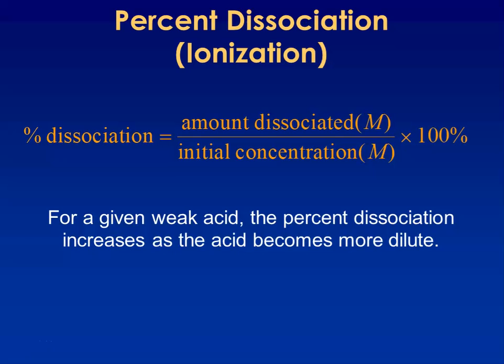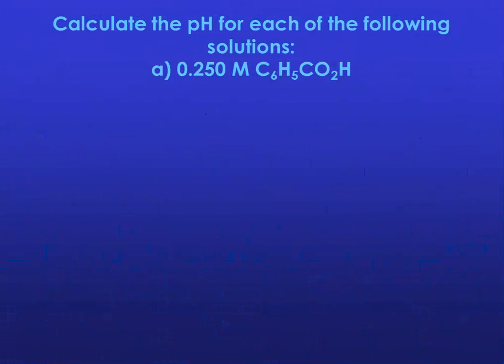So for this weak acid, it says the percent dissociation value will increase as the acid becomes more dilute, because even though the amount dissociated is going to diminish, the initial concentration is going to diminish much more. And so that's going to help to increase that percent dissociation value. So here we have an acid, C6H5CO2H. I believe this is benzoic acid, and we're given its concentration, 0.250 molar.